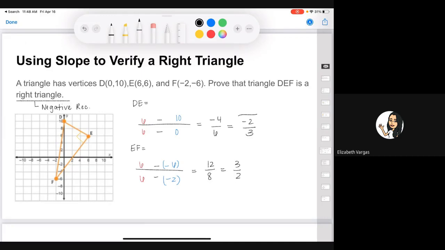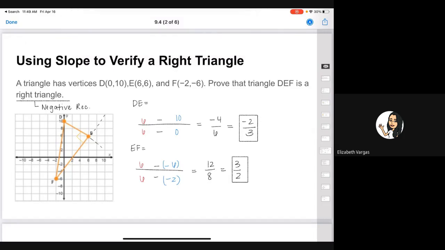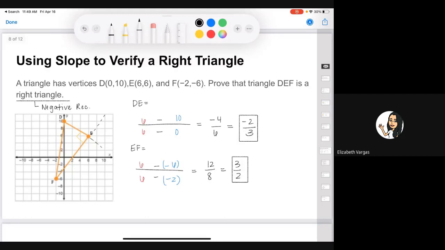And so what I want to do is identify if these two slopes are negative reciprocals of each other, because if they are, well then they form a right angle where they intersect. So wherever they would intersect, those two line segments, if two lines are perpendicular, they form a right angle, and so those two would form that right angle right there. And what we can identify is these two are in fact negative reciprocals of each other. So that means that this angle is in fact a right angle. Okay, any questions?